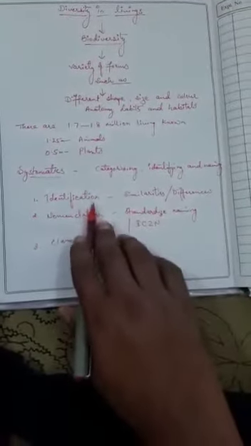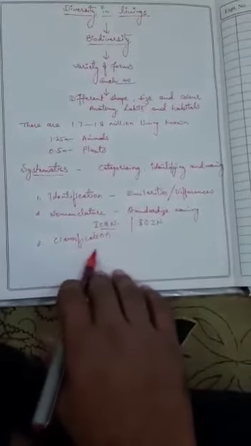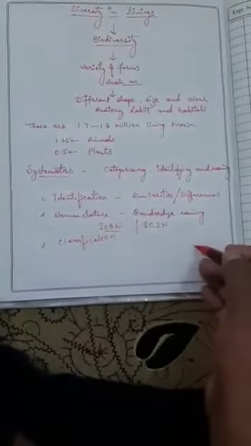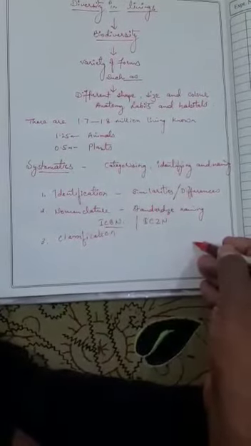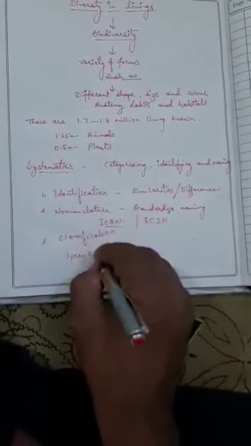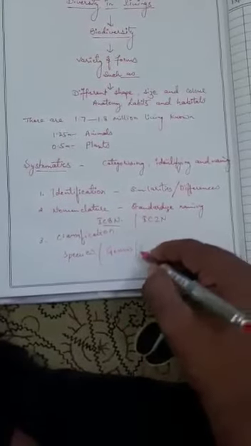And after the identification and nomenclature, the classification of the animal or plant is done. In this classification, the animals are grouped together on the basis of their similarities, such as you must have heard about: species, genus, family, order, class, and so on. In this manner, an animal is classified so that their study becomes very easy.